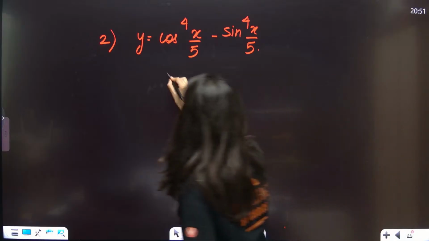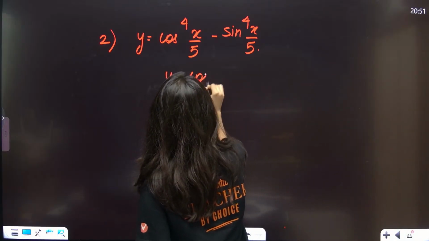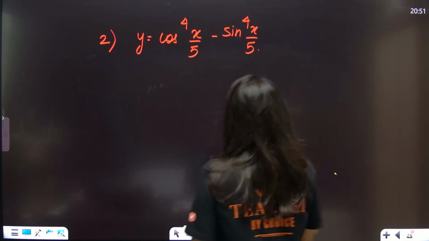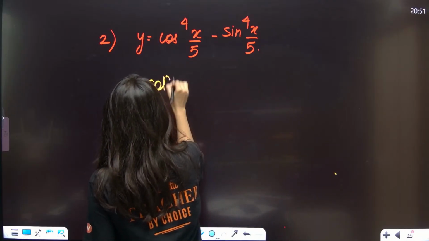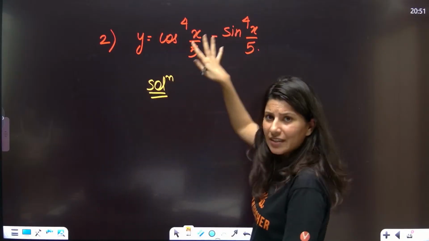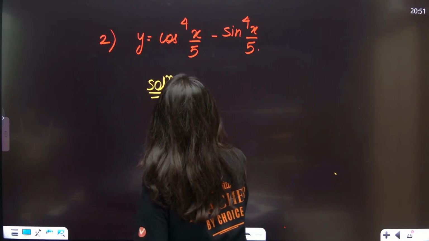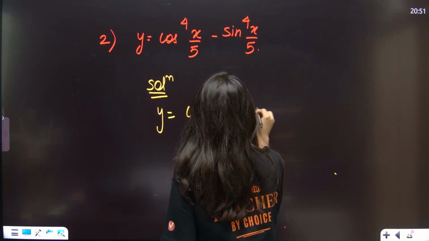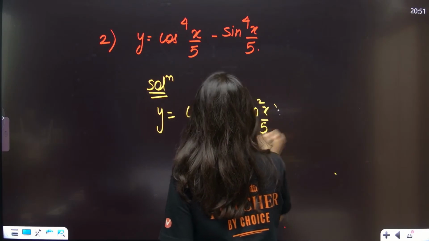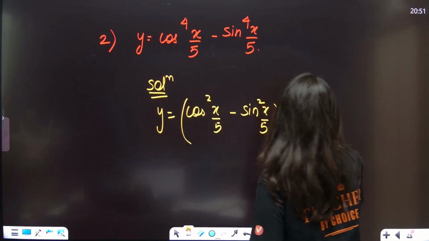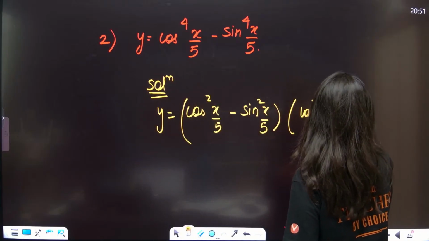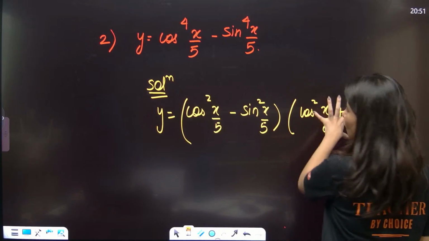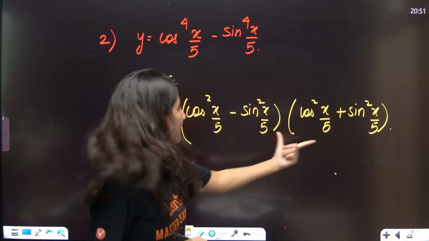So clearly y is nothing but cos of, okay, let's talk about this. Now, let's talk about range. But before calculation of range, let us solve this a little bit. Can I do this? Y is equals to cos square x by 5 minus sine square x by 5, and this is cos square x by 5 plus sine square x by 5. So this is your 1.